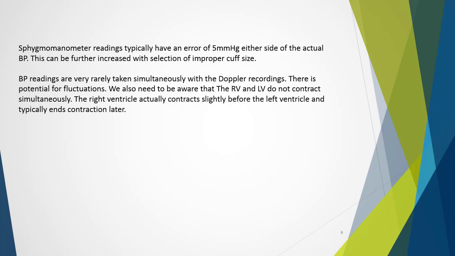We also need to be aware that right ventricular and left ventricular contractility isn't always simultaneous. This plays an effect when attaining a pulmonary artery systolic pressure from the pressure gradient this way. The right ventricle actually contracts slightly before the left ventricle typically, and also ends a little bit later than the left ventricle.